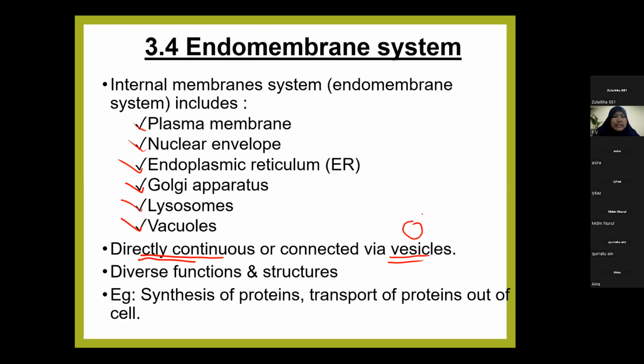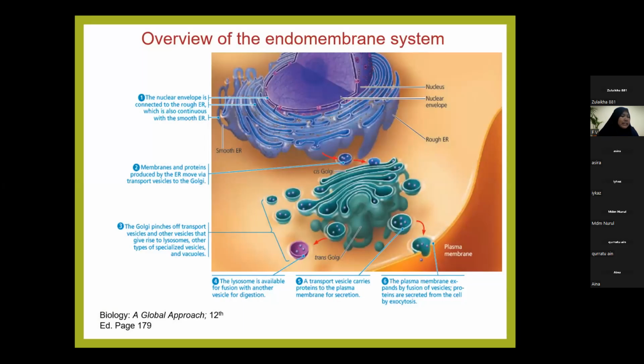So the endomembrane system also has diverse functions and structures, for example, to synthesize protein and to transport protein out of the cell. Okay, so now let's see how they are actually connected among one another. I am going to show you this first. Okay, tak apa, madam, lukis dulu lah. So I'm going to draw you something.